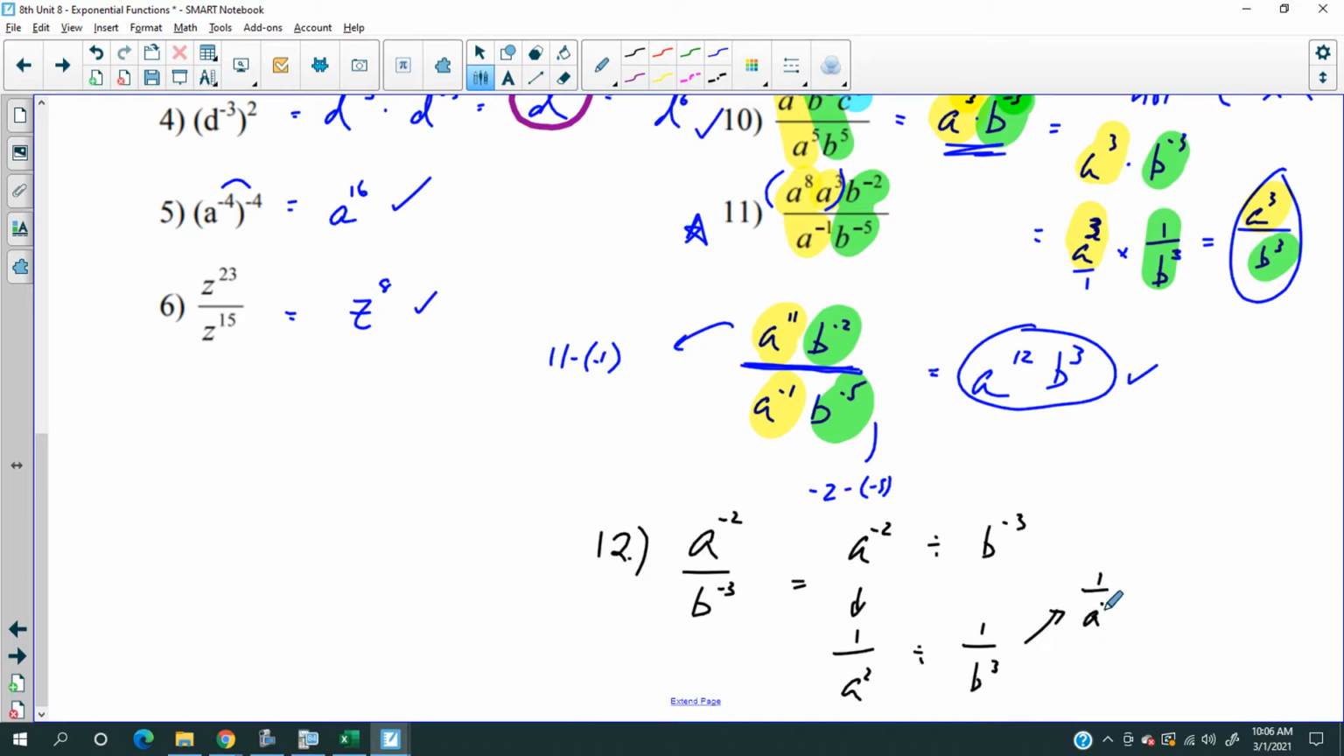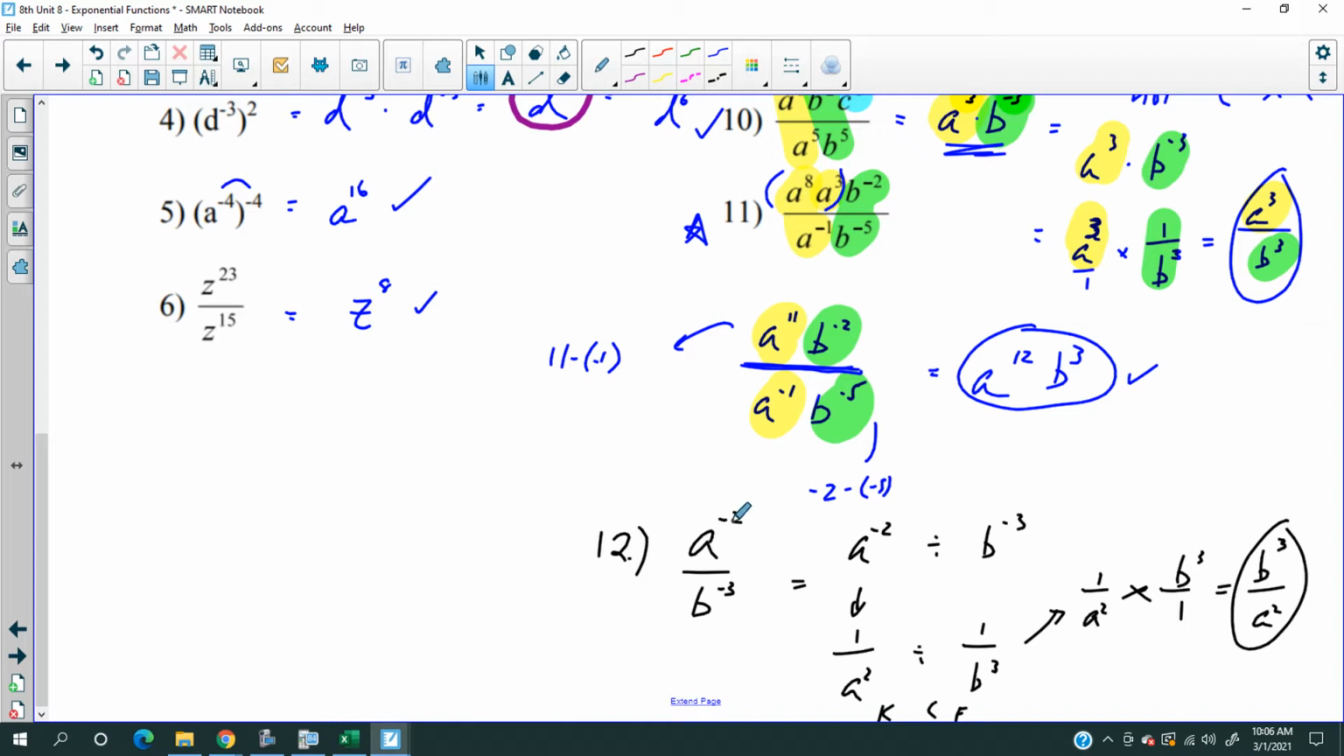Keep, change, flip, right? Keep, change, flip. You see what's happening here? This is multiply, by the way. So 1 times b to the third is b to the third. A squared times 1 is just a squared.